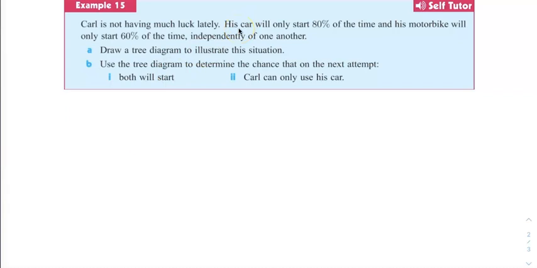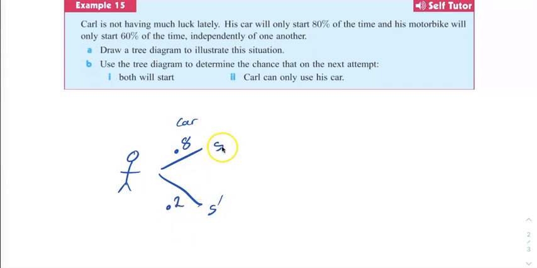So we're going to try to start our car. In this case, they're independent of each other, so it doesn't matter which one comes first. We'll just put car first. So car, let's put start and not start. So start would be 80% of the time, so 0.8. And not start. So here's the thing. When you do a tree diagram, this whole branch should equal 100%. So if this is 0.8, 80% of the time, that means it doesn't start 1 minus that, or 0.2.